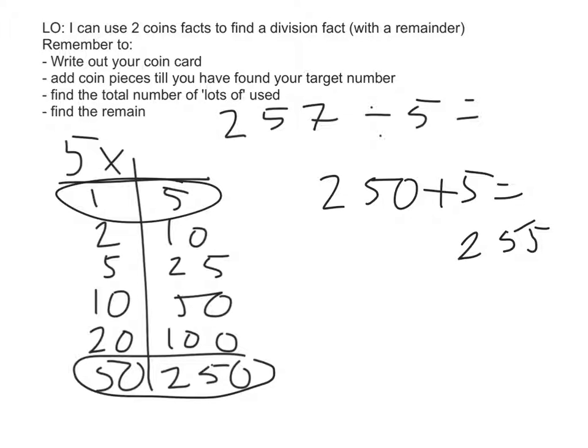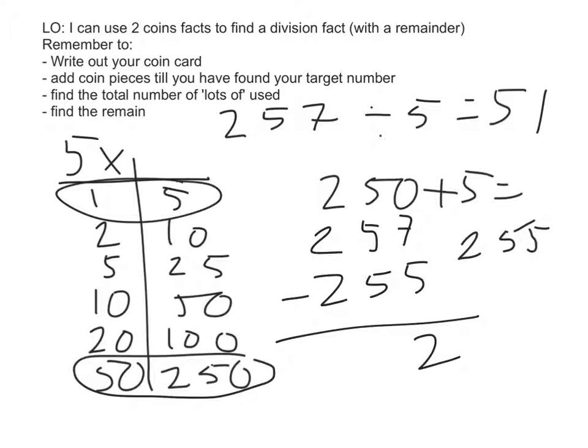Now I know I can't go any bigger than that, so I know I've got a remainder. But let's quickly work out the number, the lots of, so I've got a 50 and a 1, so my answer must be 51. And now let's think a bit more about this remainder, okay? What have I got to remain? So if I do 257 take away 255, that will equal 2, so my remainder is 2. So it's 51 remainder 2.